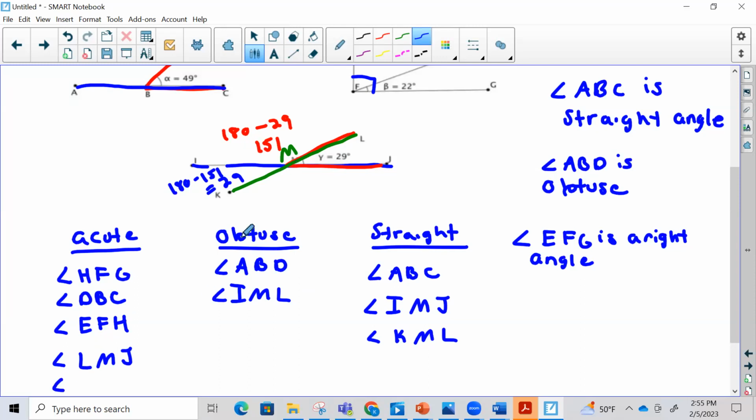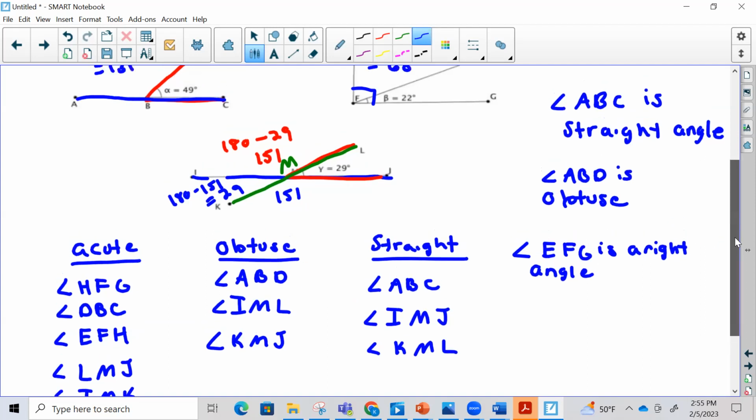So angle, again, three letters, IMK is acute. And then we have this last one, KMJ, which again, you can tell from the picture is going to be obtuse. But again, that's going to be 151 because you can either do the straight angle KML and do 180 minus 29 to get it, or the straight angle IMJ and subtract this 29. So those are all our acute, obtuse, straight angles for this.